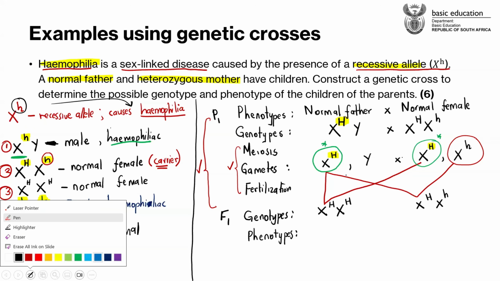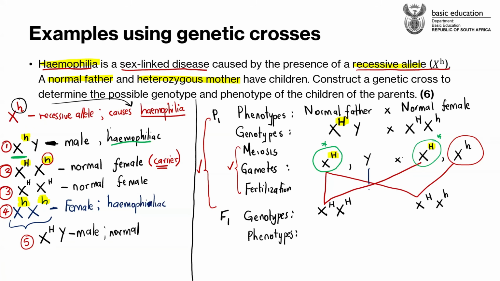Continue doing the cross, guys. You already know how to do a monohybrid cross. You cross this Y with this X with a capital letter H. That will give you X with a capital letter H, Y. So this is an XY chromosome. And then the last combination is this Y here being crossed with this X with a small letter h there. So this is X with a small letter h, with this Y. So these are the possible genotypes of the filial generation that you can have.